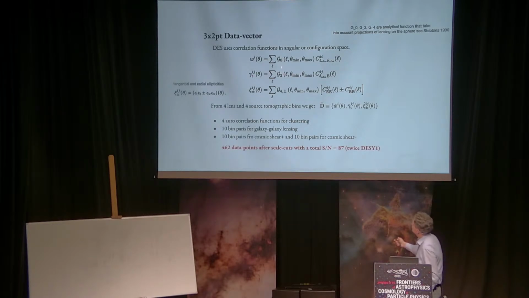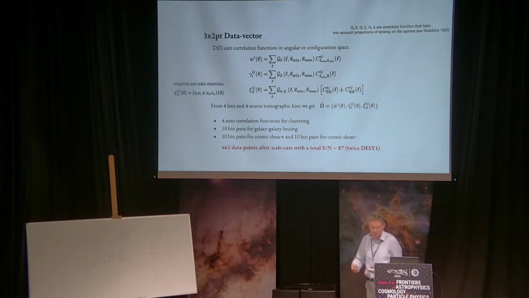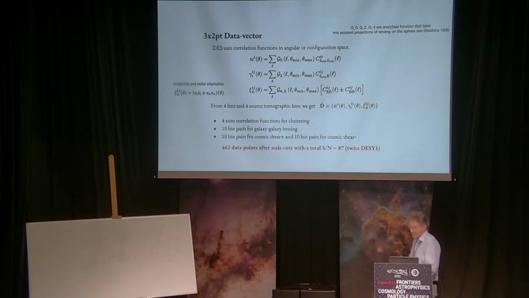What are the G0, G2, and G4? These are analytical functions. They are tabulated in this paper here, Stebbins 1996. They take into account the projection of the signal on the sky. It's purely geometrical, it's analytical. And so at the end, they have this data vector, which is really huge in a way, and you have to model this and see whether or not this is consistent with the data.